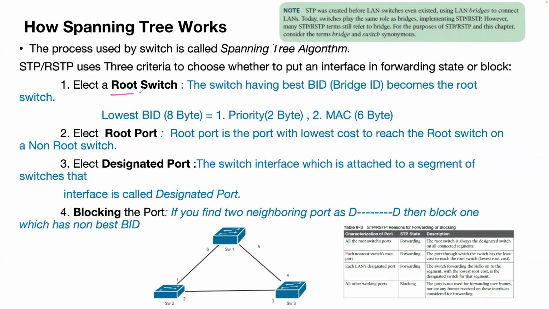How do I elect a root switch? Very simple. Based on the best bridge ID, or I can say the lowest bridge ID. If I say lowest bridge ID, it consists of priority and MAC address. The bridge ID size is 8 bytes. Priority is how many bytes?